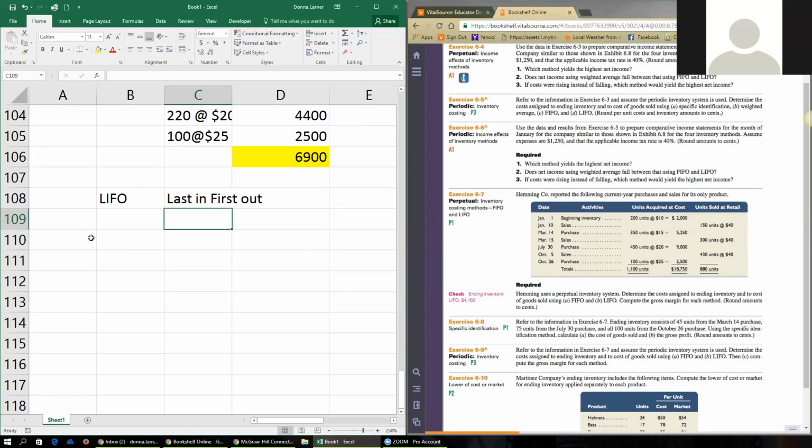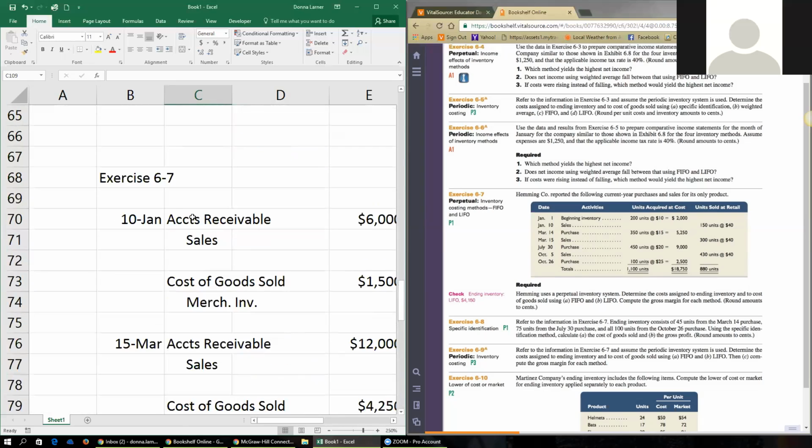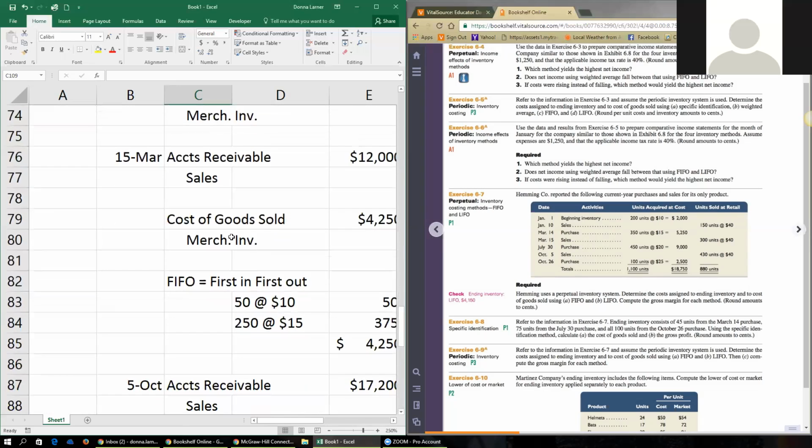So LIFO, those same sales. Let's go back up and look at LIFO. The first sale wouldn't be any different. January 10th, you only had one thing to possibly sell, the $10 stuff. You didn't have a choice. But the next one, you did have a choice. You had 50 of the $10 ones still around, and you had all 350 of the $15 group.